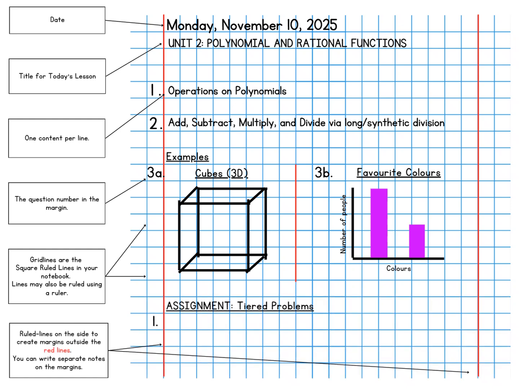And at the bottom, assignments, underline, because again, more than one question. Now, in the box, it says rule lines on the side to create margins outside the red lines. Oh, what do you do outside the red lines? Well, if you suddenly remember some very important thing, but you don't want to be bothered from this lesson, you can write it down on the side real quick and then come back to it later. Okay, that's note taking.